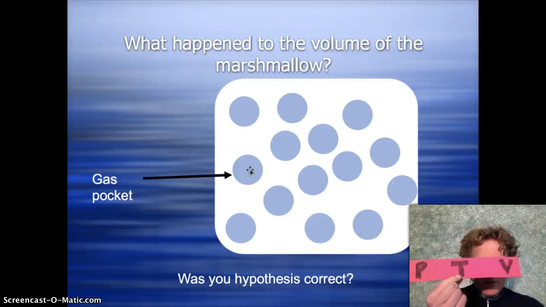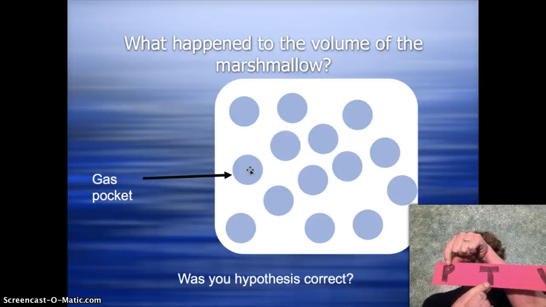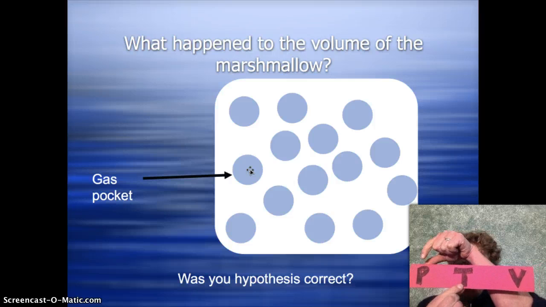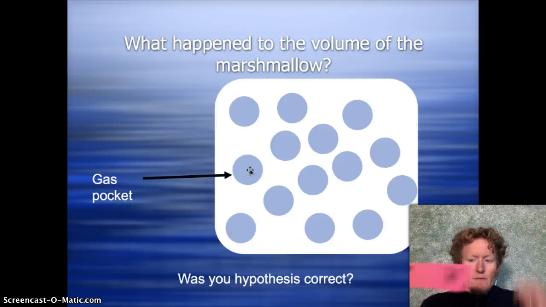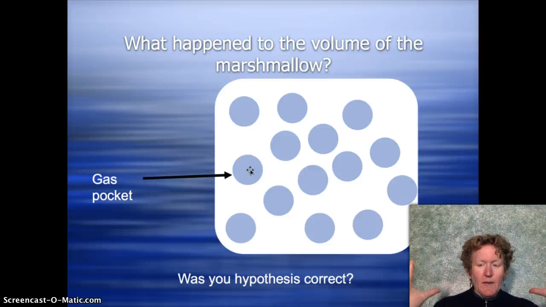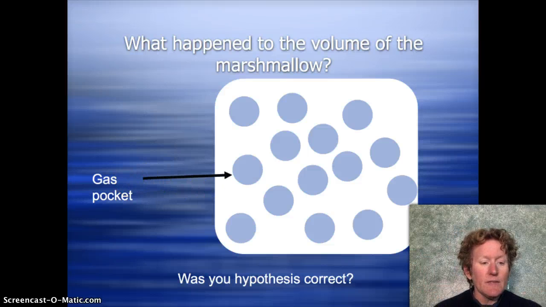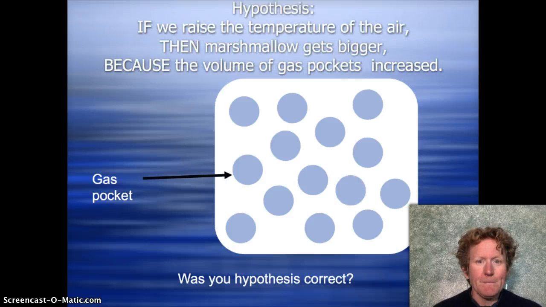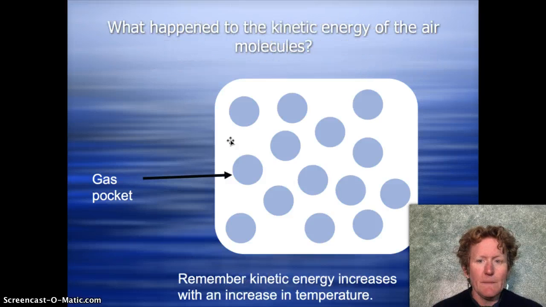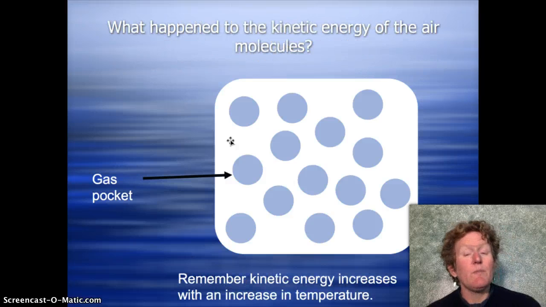You've raised the temperature, so you've raised the pressure of the gas inside those little gas pockets, and you've raised the volume too. The gas molecules push out on the marshmallow harder, and that increases the volume because it's a flexible container. So hopefully your hypothesis was correct. It was supported by the evidence that you've seen.